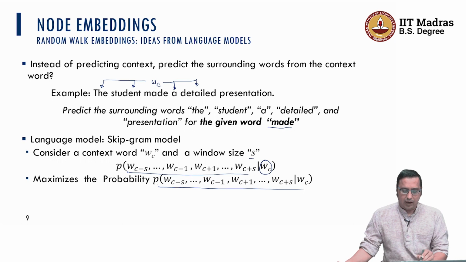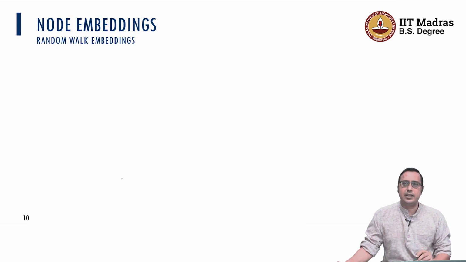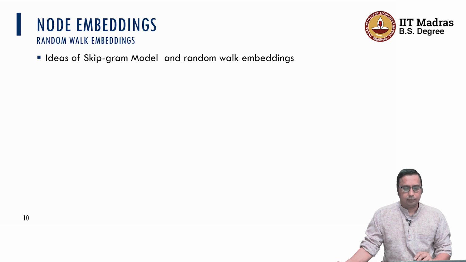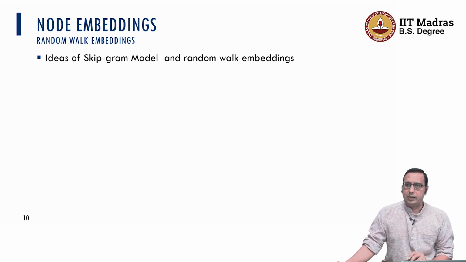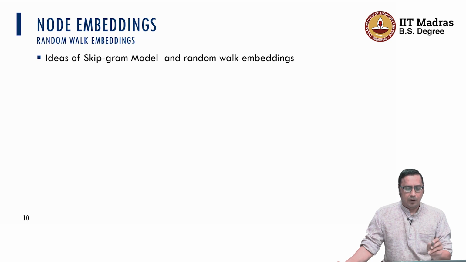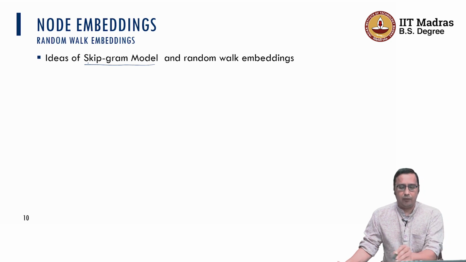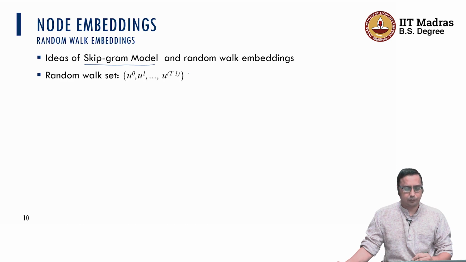Or from the data, I would like to find out this probability, maximize this probability. So how we can maximize this probability is the question we are going to answer. But already, as I told you, the skip-gram model has done that. Why can't we use the parallel from the skip-gram model and get the probability which we are looking for in our random walk embedding?